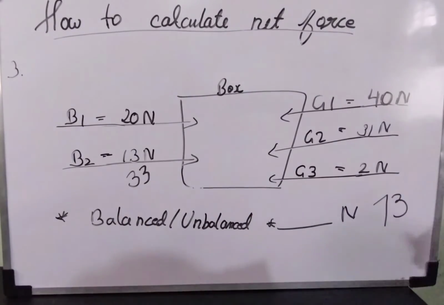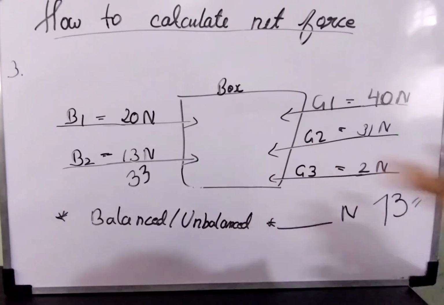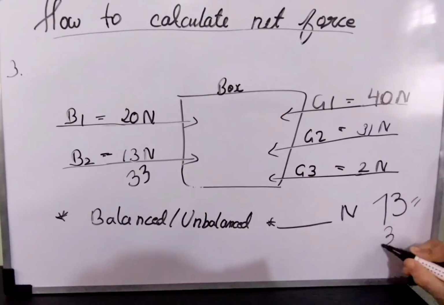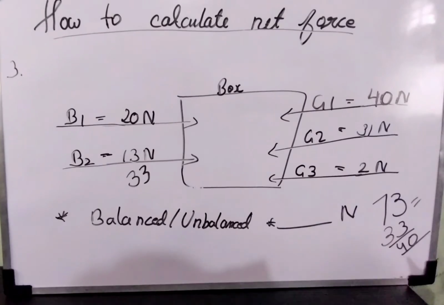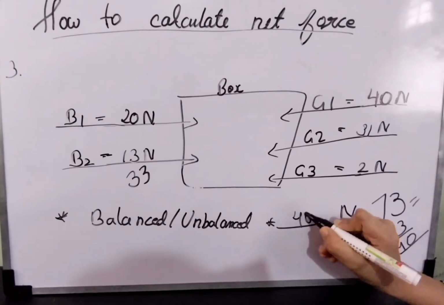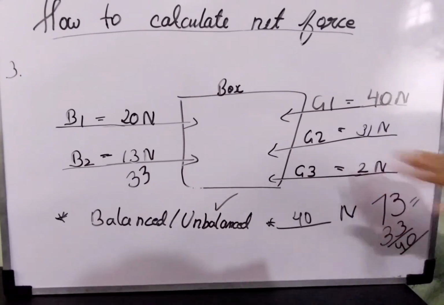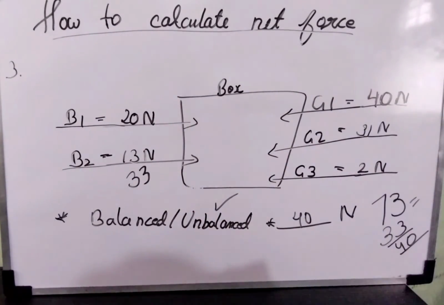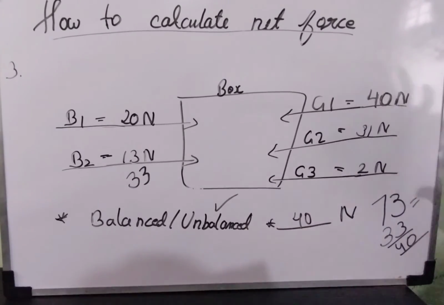So we need to subtract this from this. 73 minus 33 gives us 40 Newton. So our net force is 40. This is unbalanced force, and the box will move towards the boys, not towards the girls, because the force applied by the girls is more than the force applied by the boys.